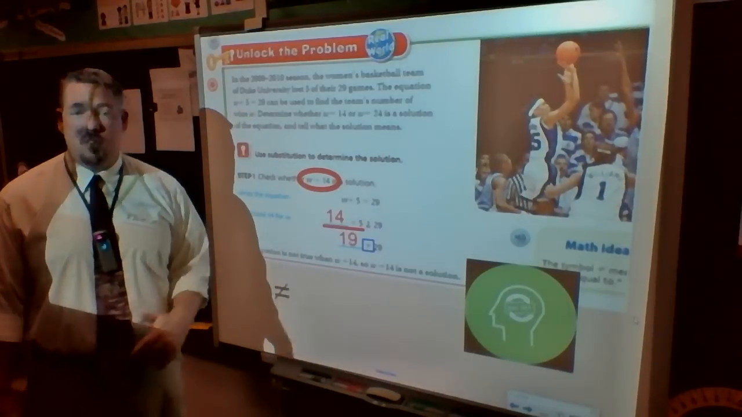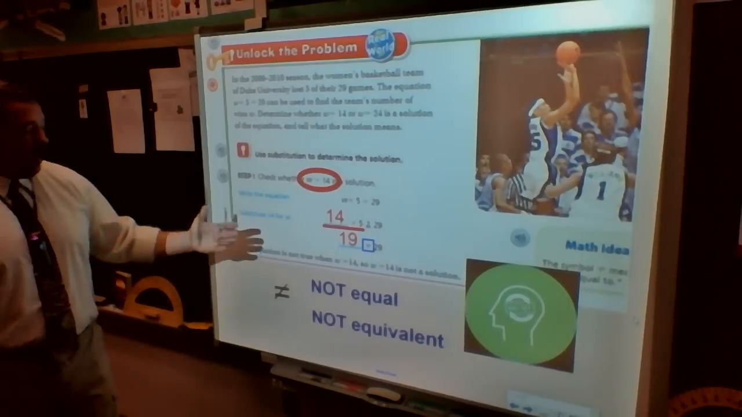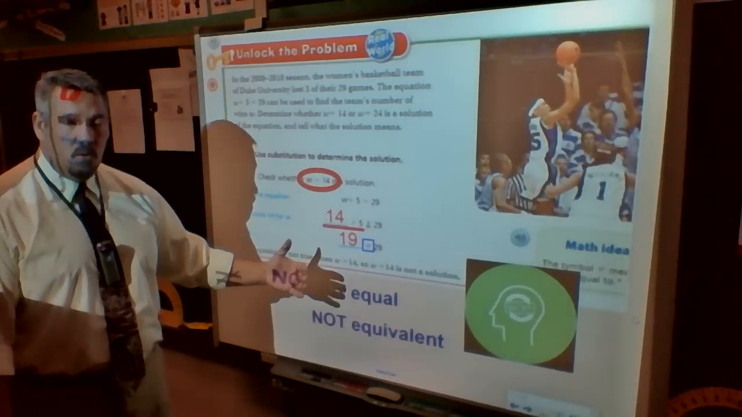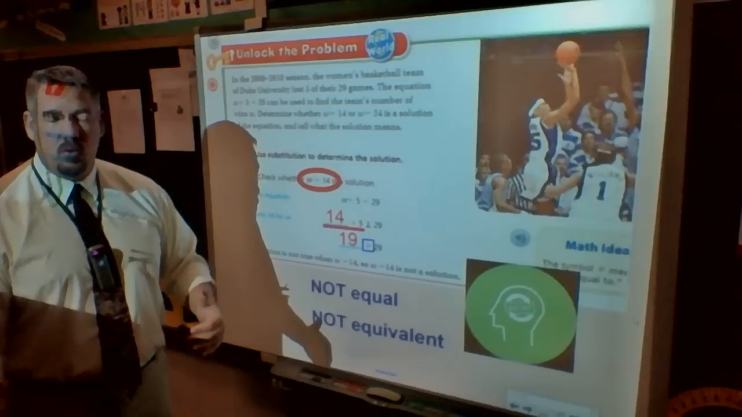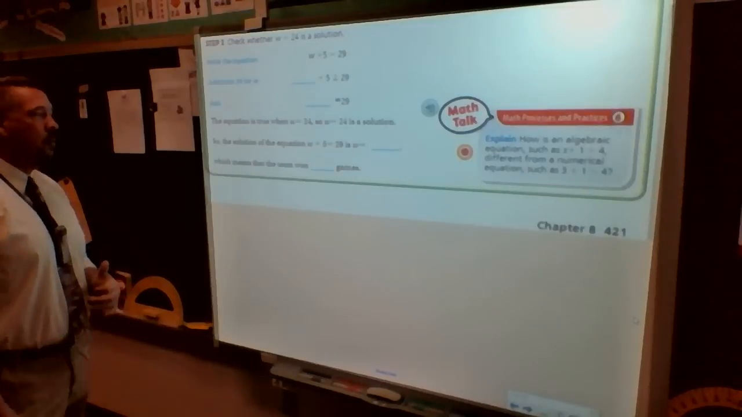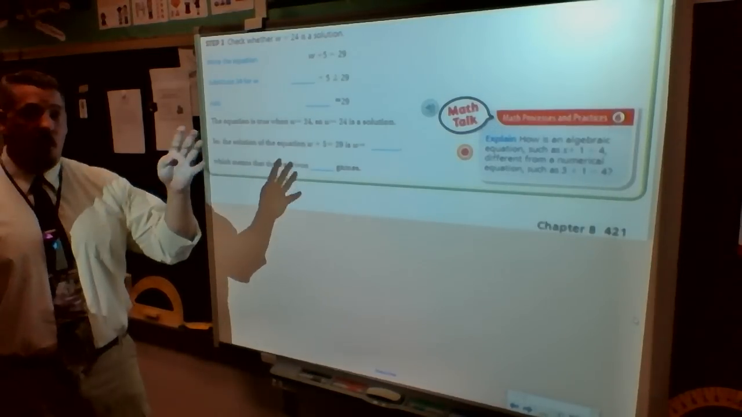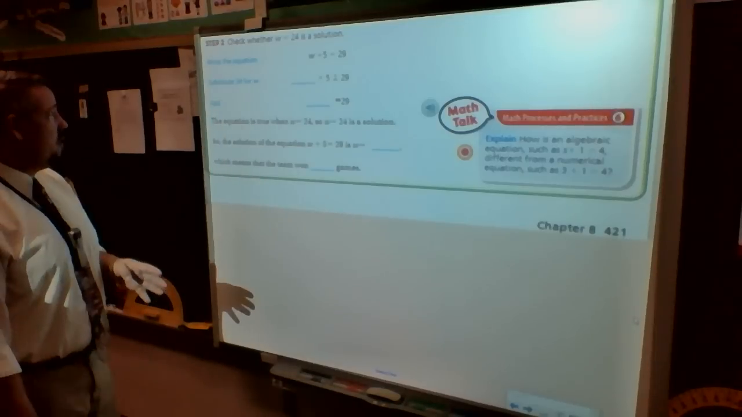19 is not equal to 29, that should be pretty obvious. So we know that our answer is either going to be not equal, not equivalent, or simply not a solution, depending on how the wording is set up in our problems. Step 2 then, remember they gave us two numbers to check for our W.